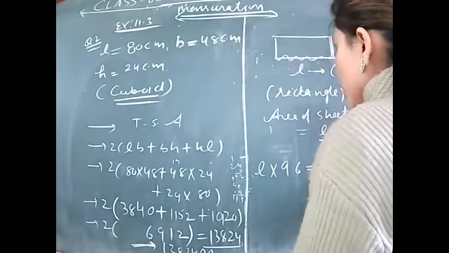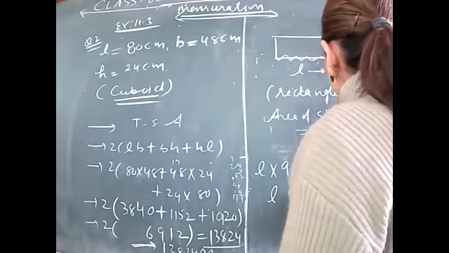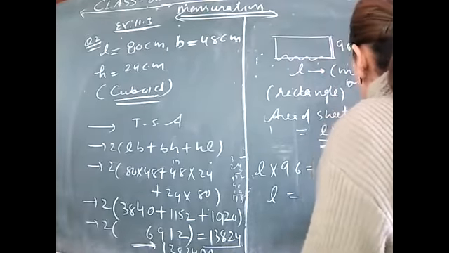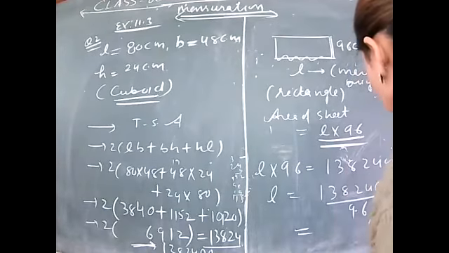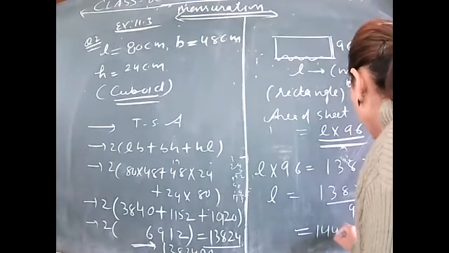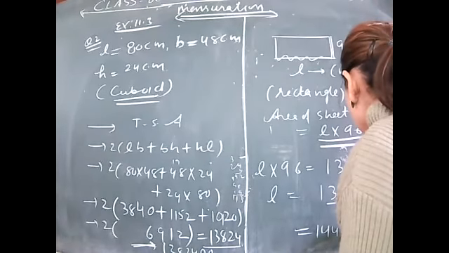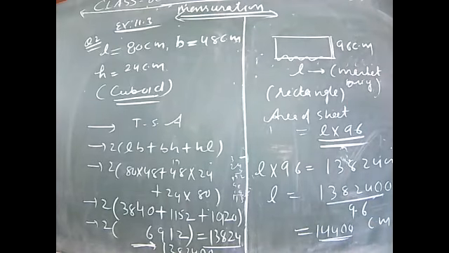This is 1382400. So L is equal to 1382400 divided by 96. Solve it. You will get the answer of the length of the tarpaulin in centimeters. Nobody is saying you to convert it into meters, but if it is told in exam, accordingly you have to do it, right? So the answer that will come will be 144 and 00 centimeter. Divide it by 100, that will be in meters.